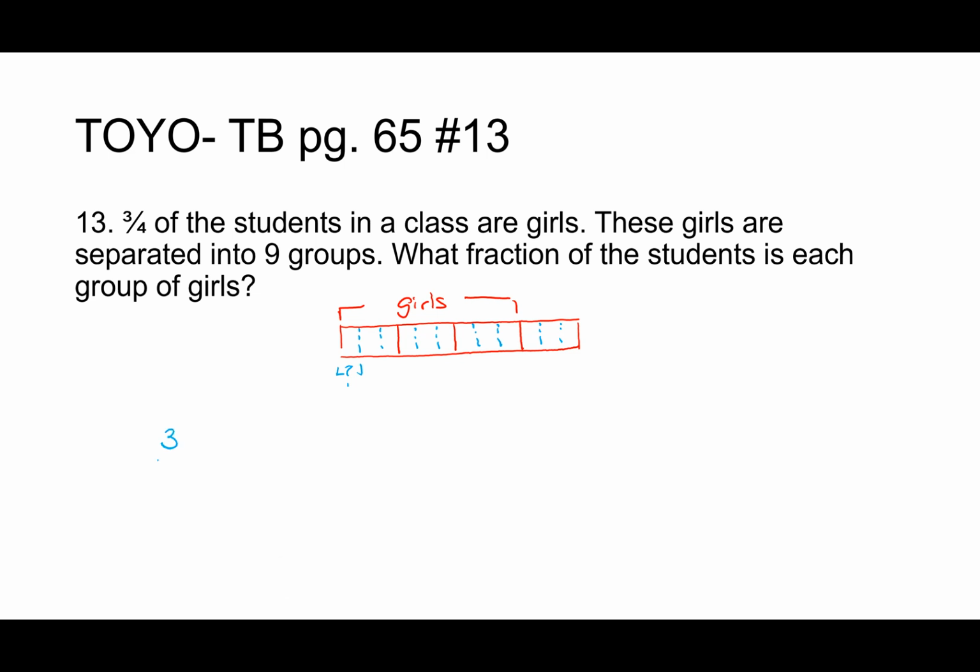So if we were to do this mathematically, we have 3/4 divided by 9, which is going to equal 3/4 times 1/9. So that's my copy.flip. And then I can go ahead and cross cancel. And I have 1/12. 1/12 of the students, and I'm going to add a label: of the students are in each group of girls.